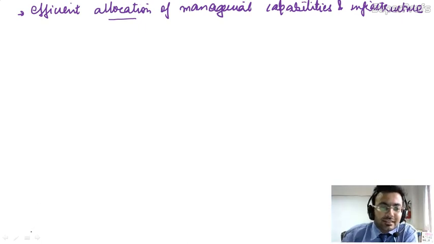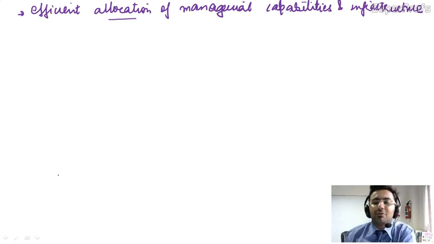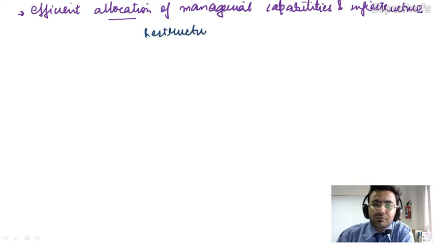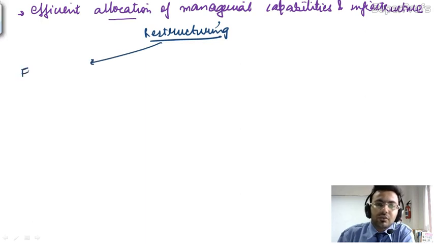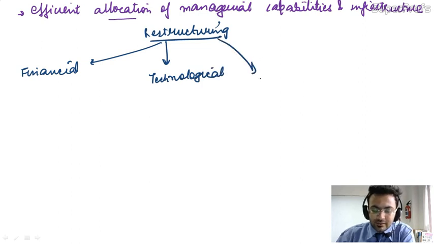So now let's talk about the next thing. Whatever we are discussing, they are really very basic points. Restructuring over here basically refers to four phenomena in which such kind of restructuring can be figured out. First of all, it's financial restructuring. Then it's technological restructuring. Then it's market.